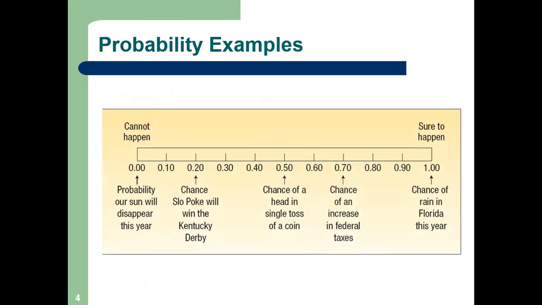Let's move to an example. You can see there is a scale from 0.00 to 1.0. 0.00 means the probability of something is zero, that the thing is not gonna happen, and 1.00 probability shows that surely it will happen, like you are 100% sure. And there are some examples underneath this scale.